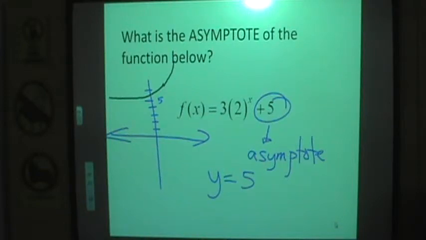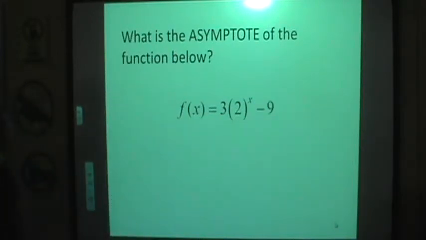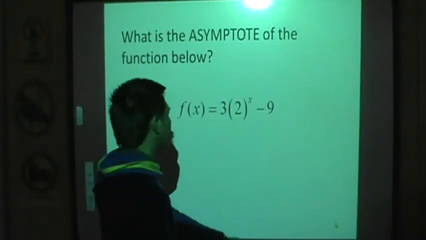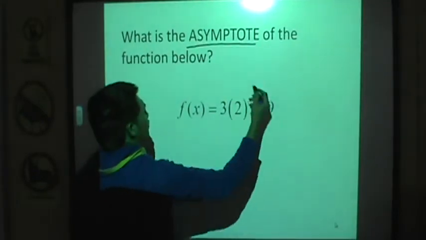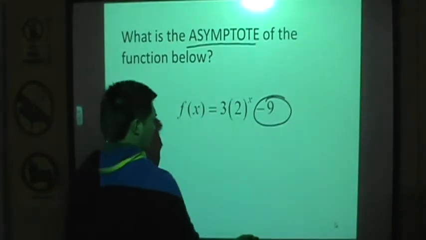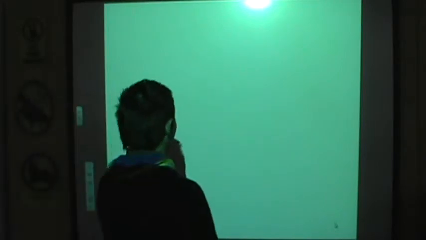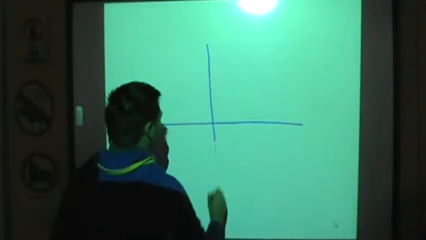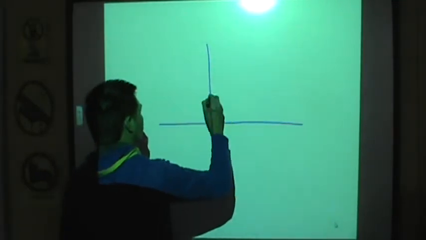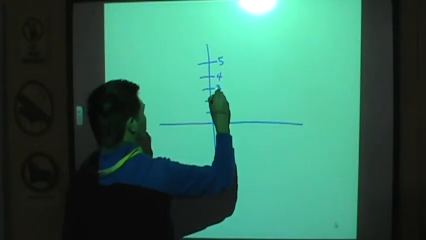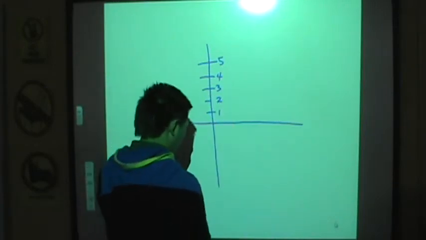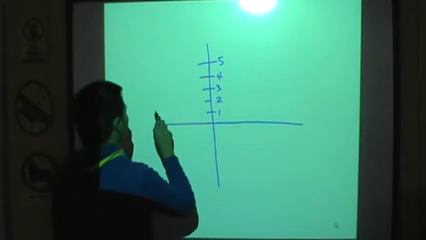Okay. Next, we have this one. I can say that the asymptote is 9. That is the asymptote. That's about it. Okay, so for example, we have this kind of graph, with values 1, 2, 3, 4, 5 going up, and 5, 4, 3, 2, 1 going down.